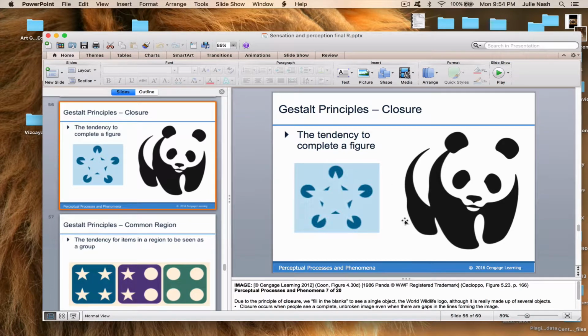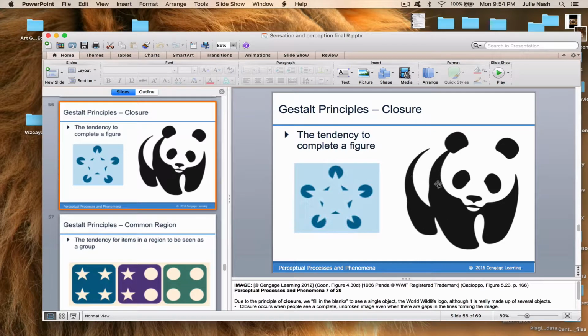We also tend to see closure. So you can do this with words, you can do it with pictures. Sometimes when you look at words, you might read a whole paragraph and not realize the word "the" was left out a couple times. You just filled it in. Same thing when you're looking at a picture.